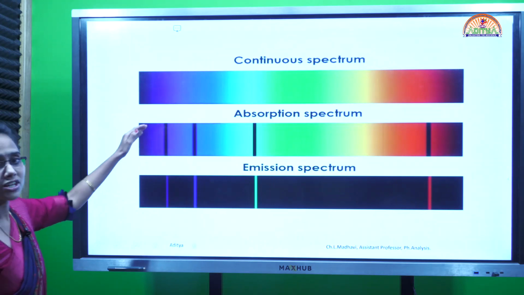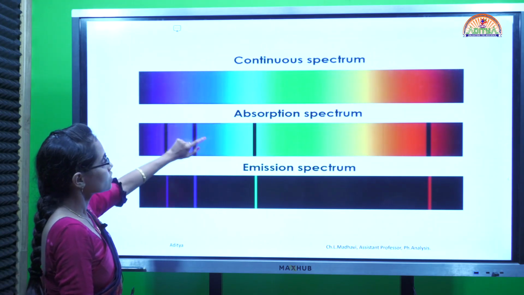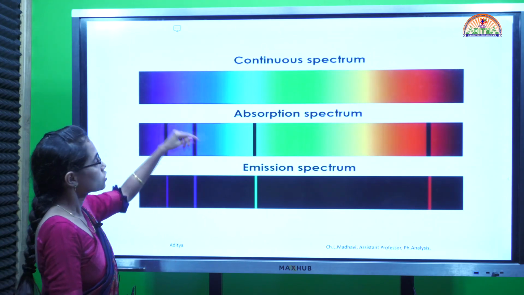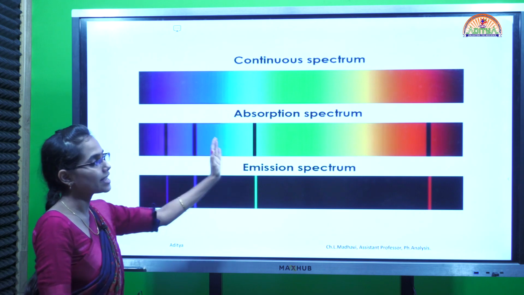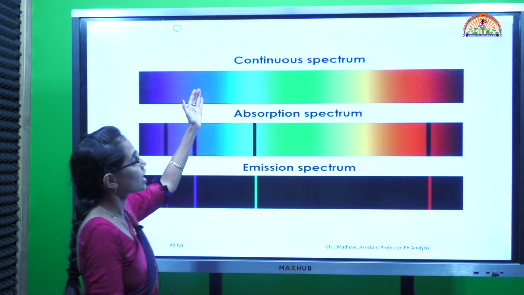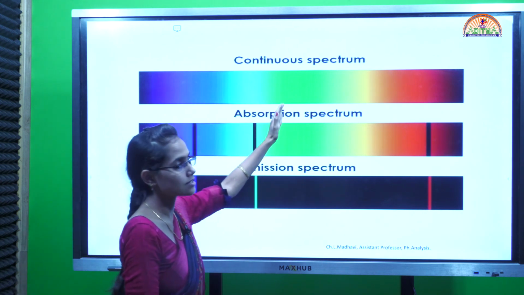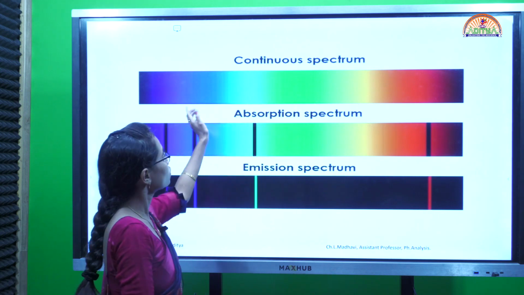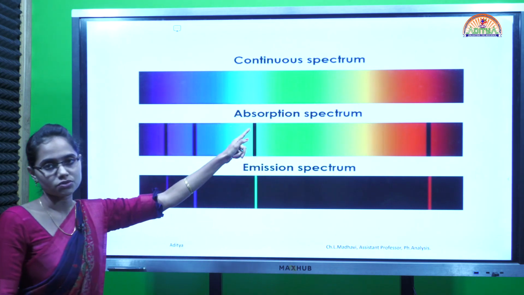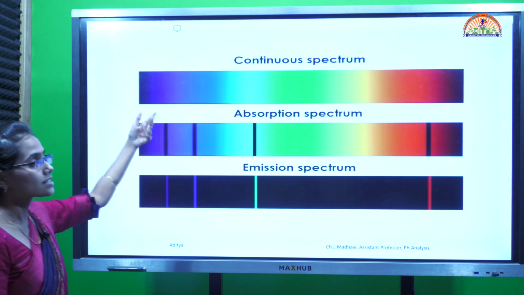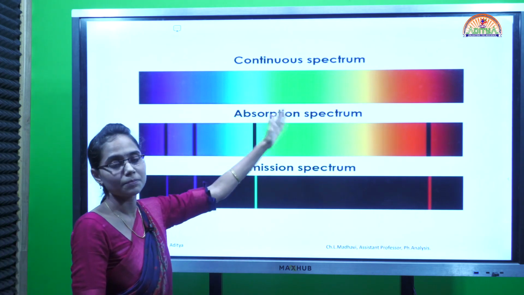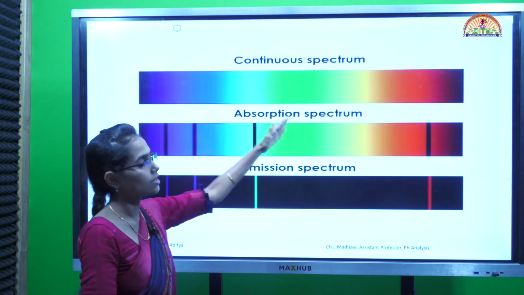So here in comparison, as we are seeing, continuous, absorption and emission spectra: absorption and emission have lines in between. The continuous spectra do not have any lines, as we have seen in the definition; they are continuous. So the name has come as there are no lines or separations in between the different wavelengths.